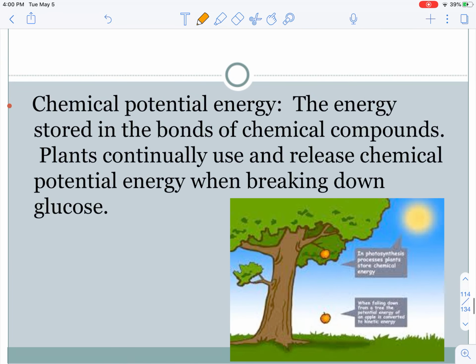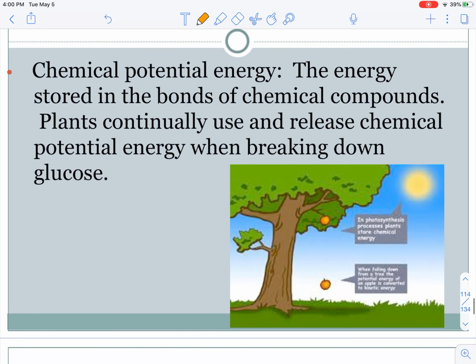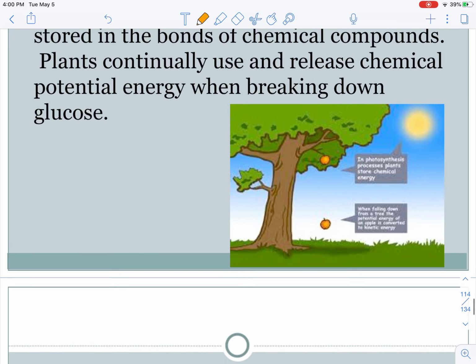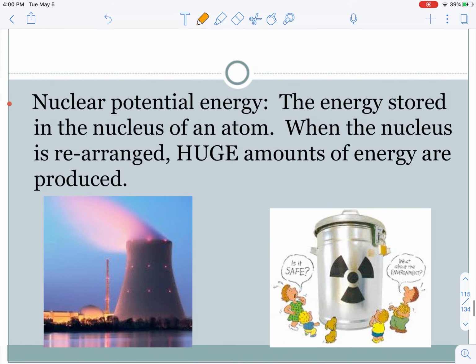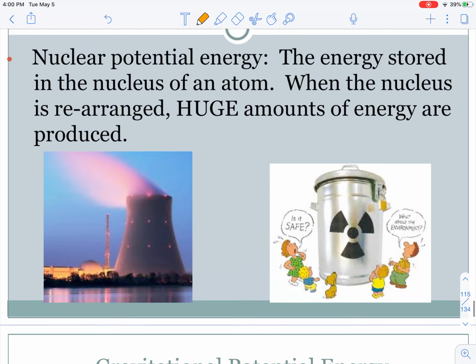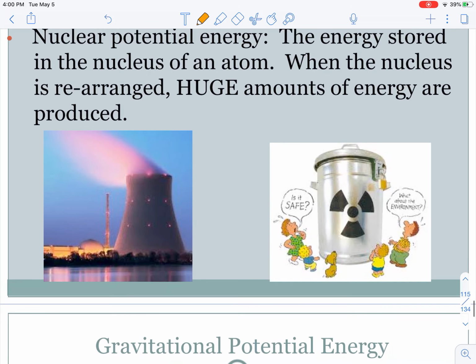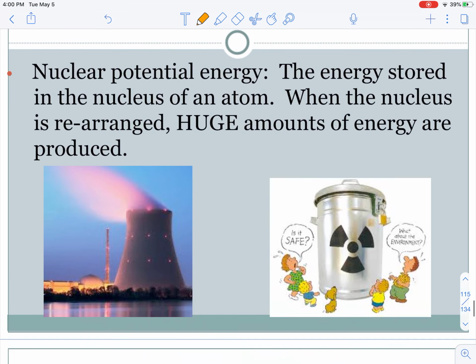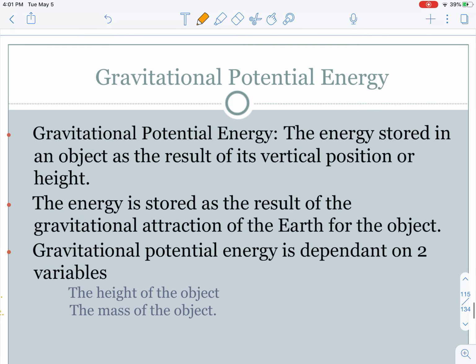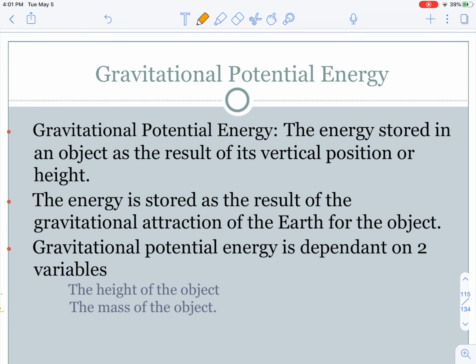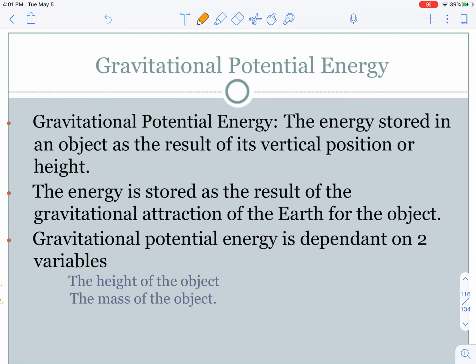This is the holding on to the pulling the arrow back. That would be potential elastic energy. The potential chemical energy found in bonds of food or fuel can provide energy once they're digested and broken down. Nuclear potential is the stored energy in a nucleus of an atom that can be split, rearranged, and release a lot of energy that does some kind of work there.